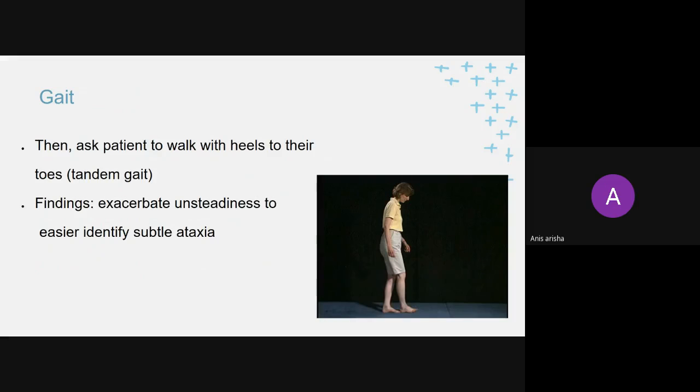To confirm that the child really has ataxia, we can ask the child to walk heel to toe, or tandem gait, because in tandem gait the patient will show more unsteadiness.